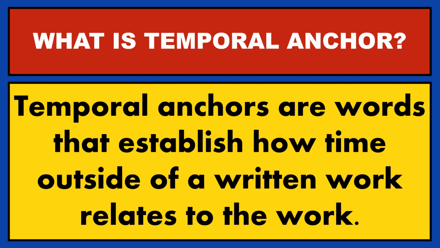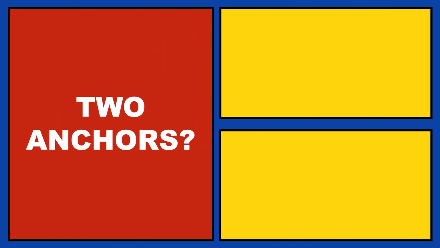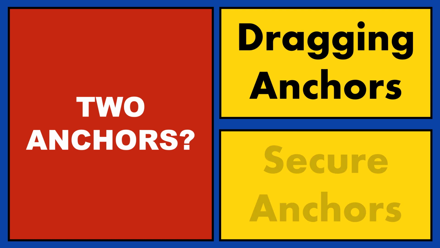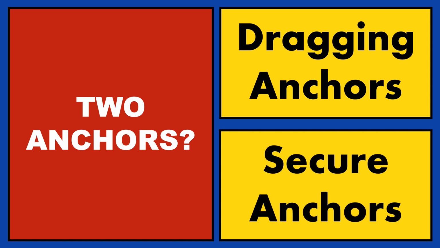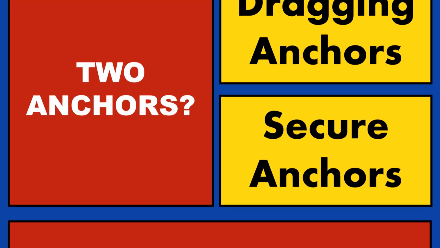Temporal anchors are words that establish how time outside of a written work relates to the work itself. We often might use a temporal phrase like "before this" or "after that" to show how two elements within a sentence relate to each other. But the temporal anchor is referring to something that exists outside of the writing itself and how it relates in terms of time and sequence to the work. There are, broadly speaking, two kinds of anchors: dragging anchors and secure anchors. Let's take a look at each and see how you can use them effectively.